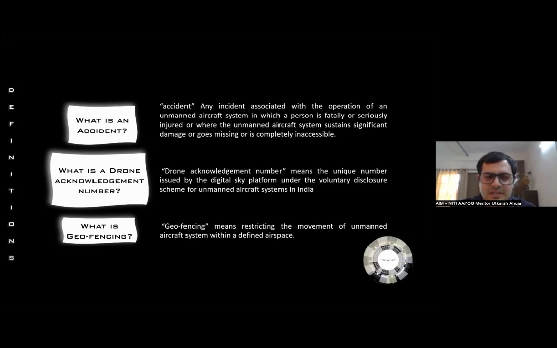So what is a drone acknowledgement number? A drone acknowledgement number means a unique number issued by the Digital Sky platform under the voluntary disclosure scheme of unmanned aircraft systems in India. Any unmanned aerial system that you have, possess or manufacture will be associated with a drone acknowledgement number. For that, you need to register yourself on the DGCA Digital Sky platform. So what is geofencing? Geofencing means restricting the movement of an unmanned aircraft system within a defined airspace. Okay, let's proceed further.